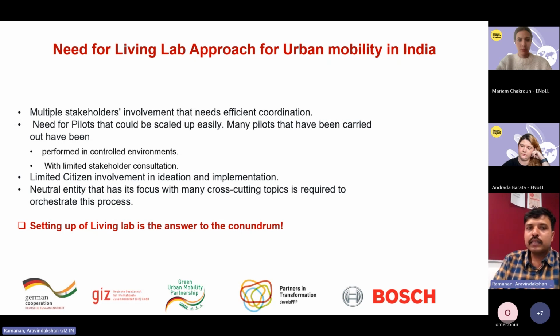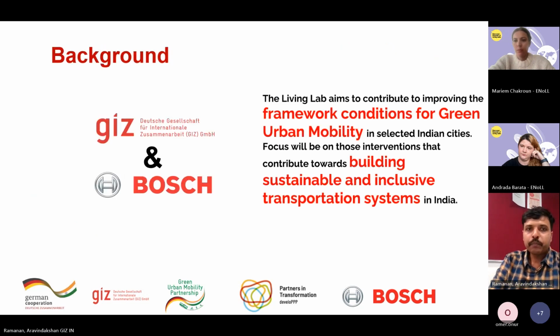And citizen engagement is almost not there at all. So that's why we thought a living lab is the answer to this conundrum, to have a participatory approach, and it's a wicked problem as well. So GIZ and Bosch join hands under this public-private partnership, the public entity being GIZ, the private sector partner being Bosch. Bosch has its expertise in technology-related solutions. GIZ has its expertise in policy, regulations, and networks with the government and international agencies. So we thought we'll join forces for this living lab.